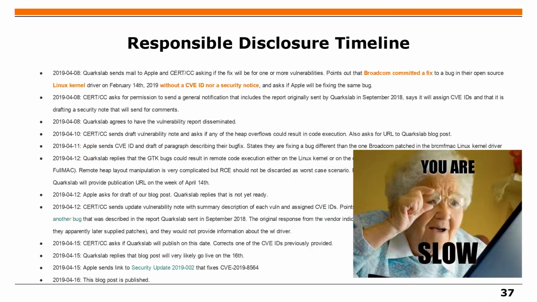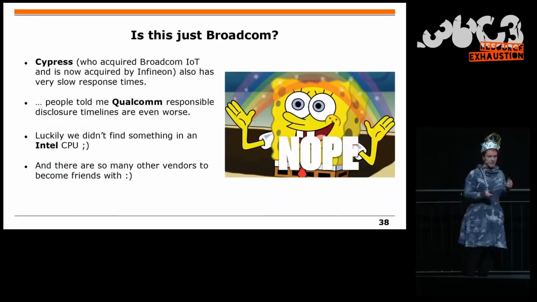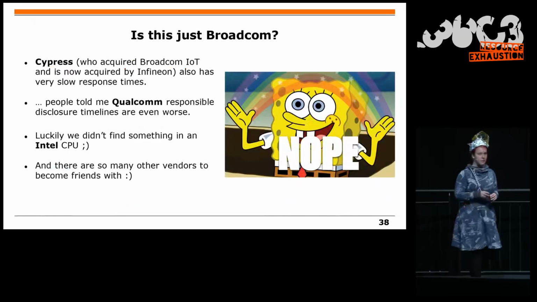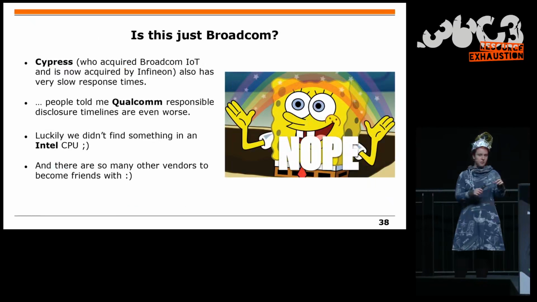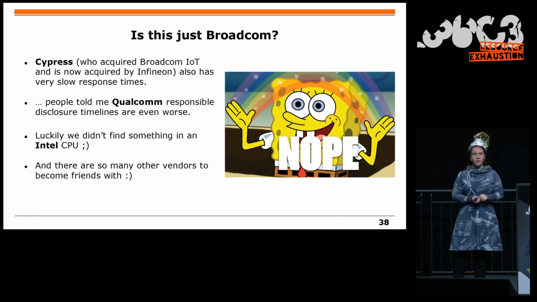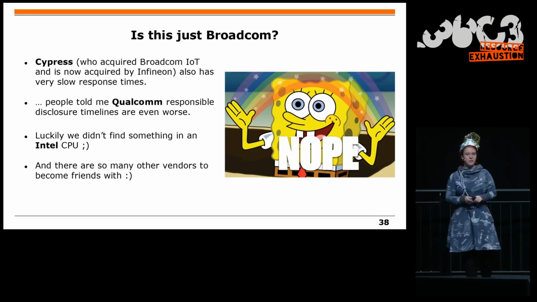And in the end, it's just taking time, and again, no CVE ID issued, and so on and so forth. So it's the very same stuff for others, which is pretty sad. And for Cypress, which is partially having source code of Broadcom and is also a manufacturer of chips, it's also very slow for the responsible disclosure. And I got told by other people that if you would disclose something to Qualcomm, it also takes very long.